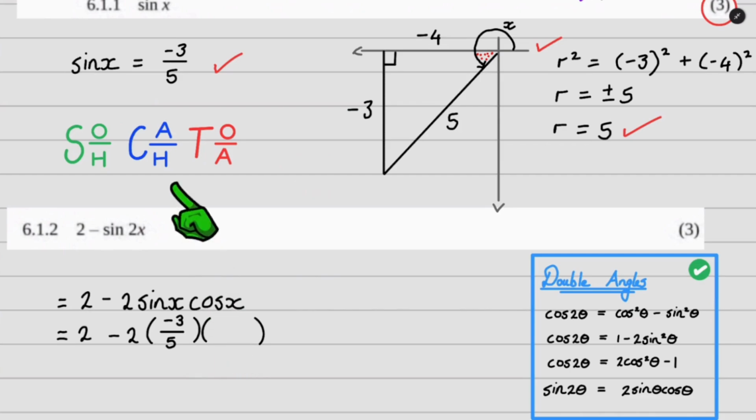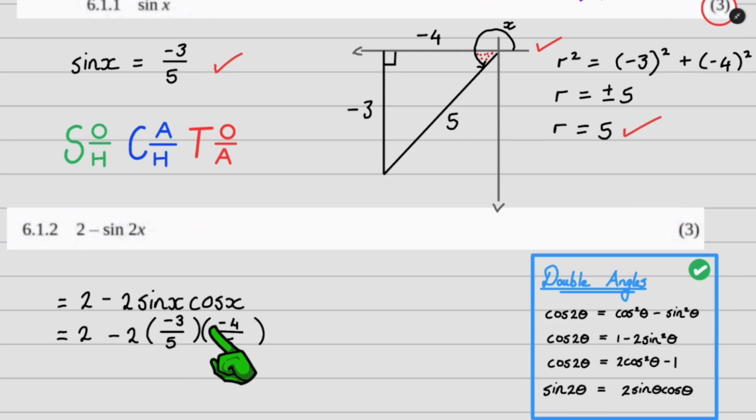Cos x will be adjacent over hypotenuse. So adjacent to the angle is minus 4, and the hypotenuse is 5. So in this bracket it will be minus 4 over 5. And now we've just got to work out this without our calculator. So I'm going to do the two fractions first.